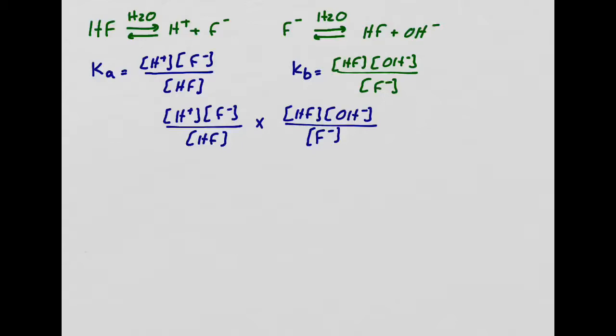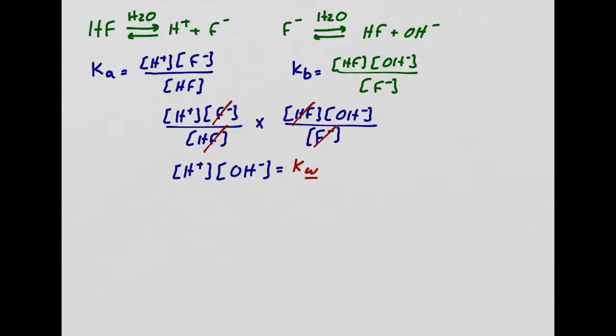What could I cancel out? Help me out. What can be canceled out over here is the F minus, right? I can cancel out F minus. What else? I can also cancel out the HF. Interesting. If I cancel those out, what do I end up with? I end up with H plus times OH minus. You know what that is. That's Kw, right?